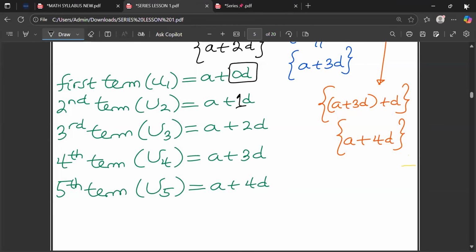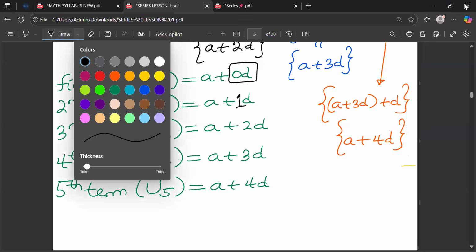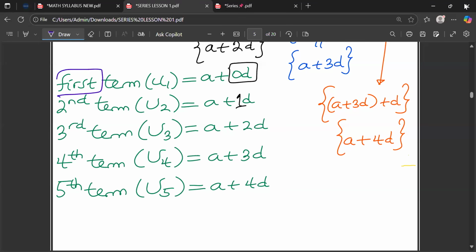Now this is what I want people to recall. I want people to be quoting these things. We have here first term, that's why we have here 1. Second term, that's why we have here 2. Third term, that's why I have here 3. Fourth term, that's why we have here 4. And fifth term, that's why we have here U5. I don't know if people can literally relate these figures on this left-hand side to these ones on the right-hand side.